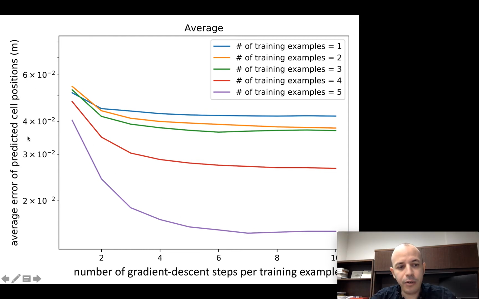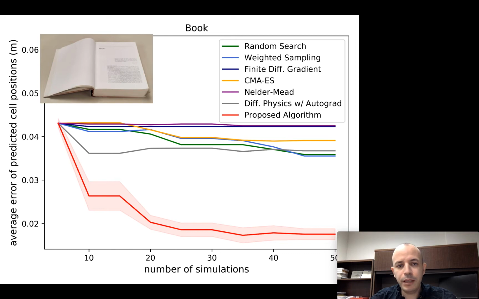And this is the error in predicting the motion of each cell of the object as a function of how many steps in the gradient descent we are applying. It converges pretty quickly. So this is an example of the curves that we obtained for the book.